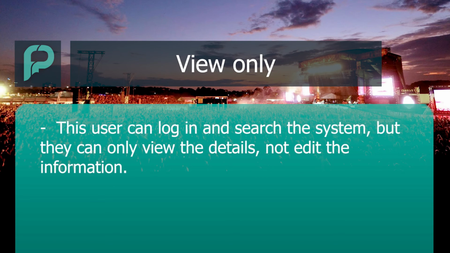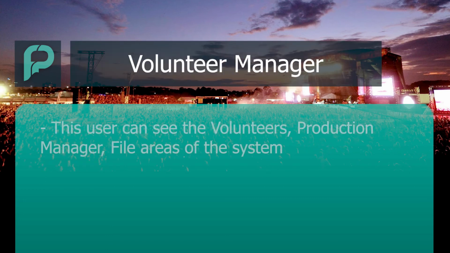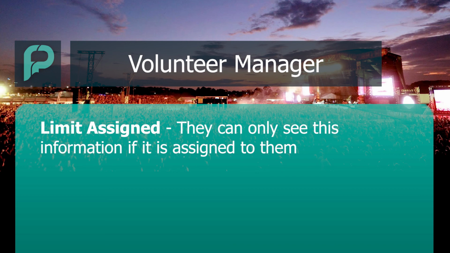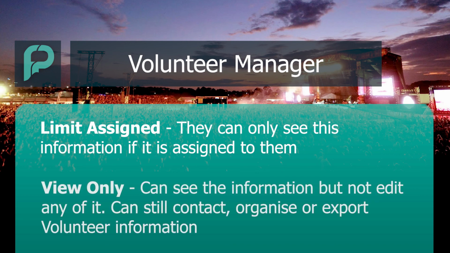A view only account can search any part of the system, but they will not be able to edit any of the details. A volunteer manager can see the volunteers, production manager, and file area of the system. They can edit, add, contact, organize, and export the volunteer information. Limit assigned means they can only see this information if the volunteer is assigned to them, and view only means they can see the information but not edit it. They can, however, still contact, organize, or export that information.